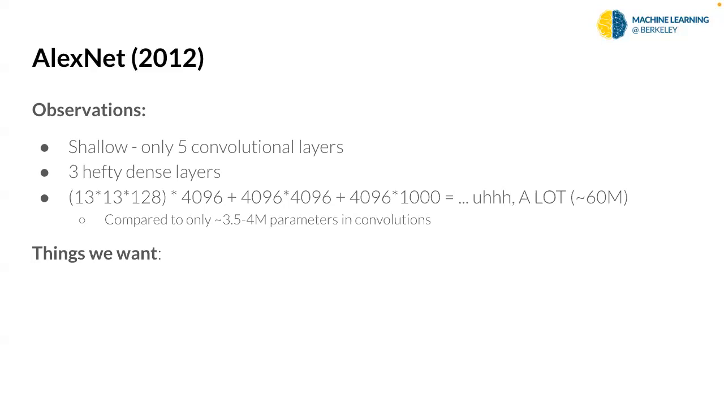Exactly. So we want to decrease the number of parameters in the classification head to make it lighter. What else? Maybe replace some of these dense layers with convolutions? Yeah, exactly. So we want a deeper network. We want a more capable featurizer.